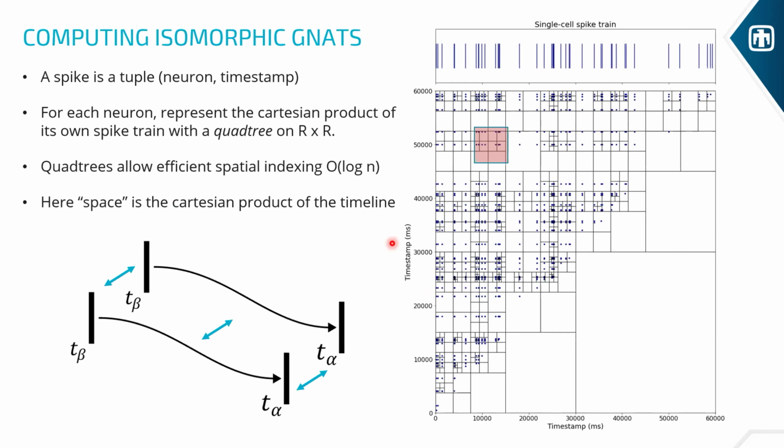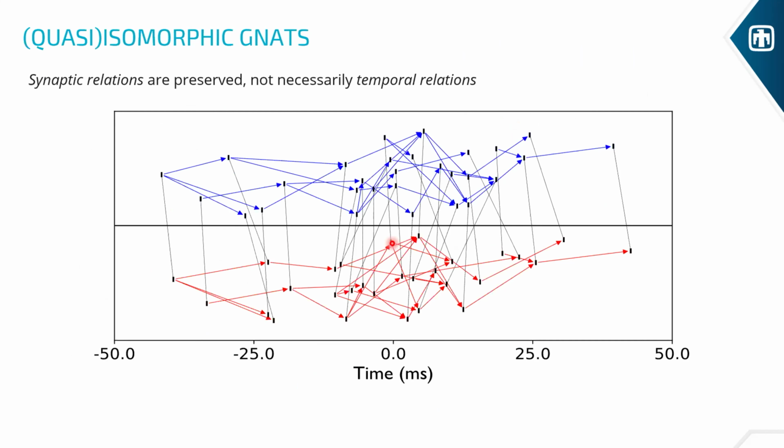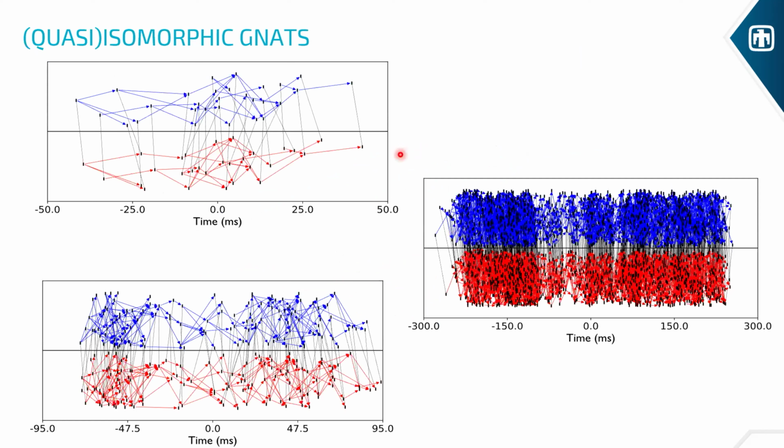I won't go into detail on how this computation works, but suffice to say, we can use this to efficiently extract isomorphic NATs from large spiking data sets. This is an example of what one of those looks like. On the top, I have a set of spikes that are connected by some relations, and on the bottom, I have spikes that occurred widely separated in time, but still share the same structure of the synaptic interactions between them. Importantly, the spike timing is not preserved, and you can see that in this example over here.